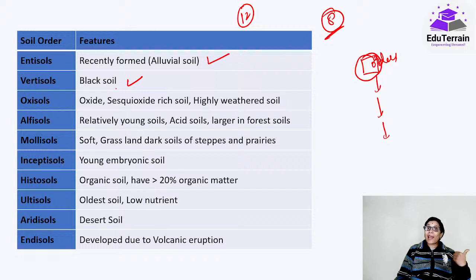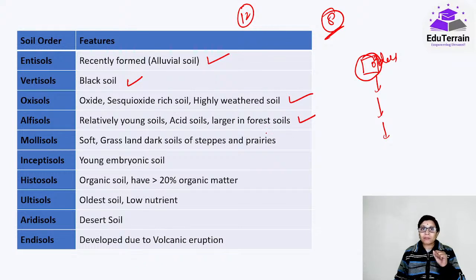So vertisols, black soils that are present in India. Oxisols are highly weathered soils. Alfisols, large acidic soils, and they are in forest. What happens in forest? Continuous addition of organic matter. So more addition of organic matter than the decomposition.